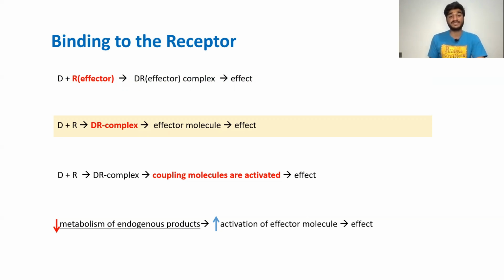And in the third example, we see the drug and receptor first form a complex, and this actually activates the coupled molecules, like G proteins are activated in this type, and they then affect our body, like they can then change the receptors or the ion channels or the transporters or the enzymes when the G proteins are activated. Actually, some drugs decrease the metabolism of the endogenous products, and the effector molecule activation is increased.